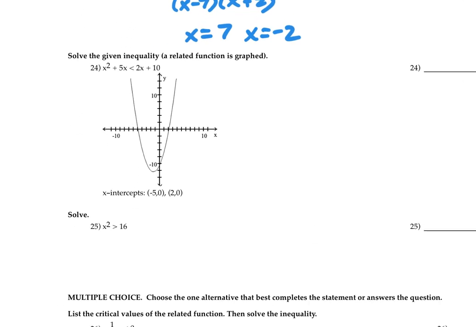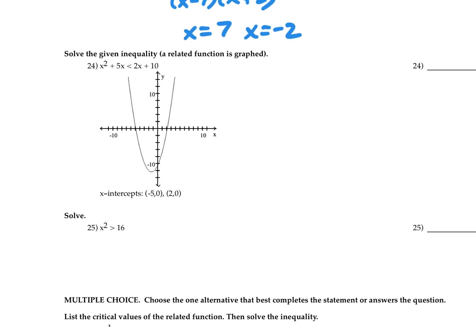Okay, 24, just solve it. Set it equal to 0, get everything together. They already graphed it for you, so you wouldn't even necessarily have to do that. It tells you where your x-intercepts are at, so you're really ready to go here. -5 and 2 are the two places that it's crossing the x-axis at.